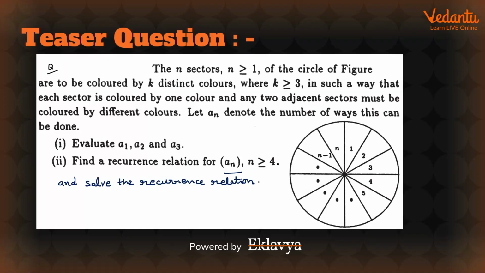Now coming to this teaser question, I think this is the same question which I shared in my previous session also. Let me repeat it. The n sectors, n greater than or equal to 1, of a circle are to be colored by k distinct colors, where k is greater than or equal to 3, in such a way that each sector is colored by one color and any two adjacent sectors must be colored by different colors. Let a_n denote the number of ways this can be done. Then we have to find a1, a2, a3, and for n greater than or equal to 4, we have to find a recurrence relation. So this was the question of the last session, but now I have added this part that you have to solve this recurrence relation which you will obtain.